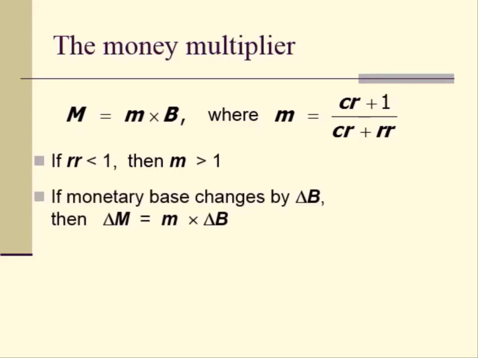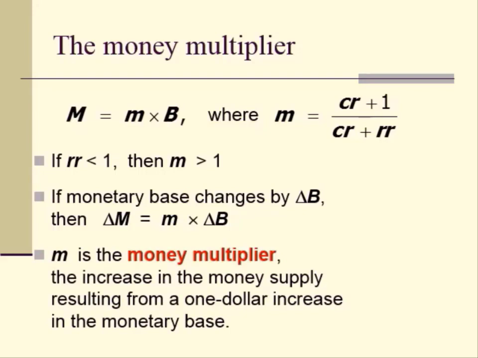And if the monetary base changes by, let's use change in B, some number, then the change in money supply should equal the money multiplier m times the change in B, the monetary base. So let's say if the monetary base increases by a certain amount, then money supply should increase by m times that amount of change in monetary base. So, like I said, lowercase letter m is the money multiplier, and that depicts the increase in the money supply resulting from a $1 increase in the monetary base.